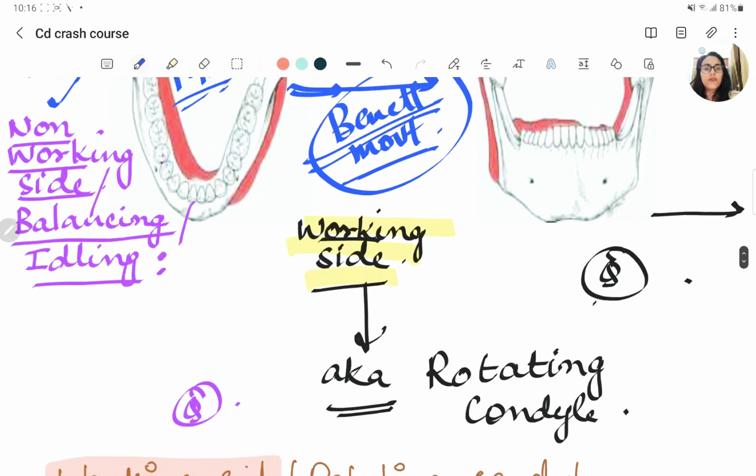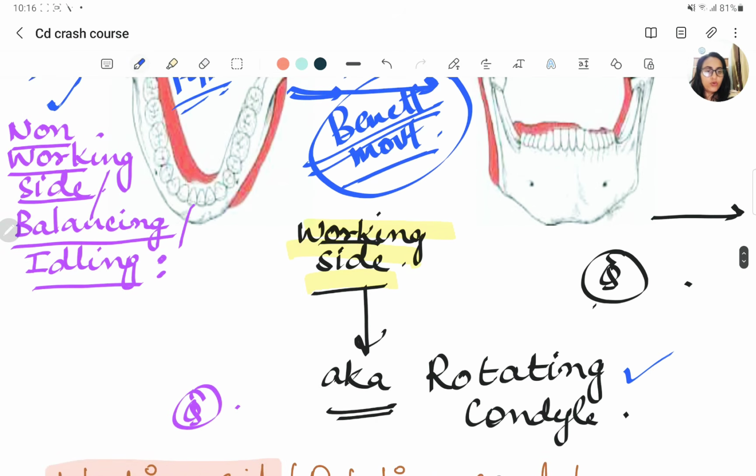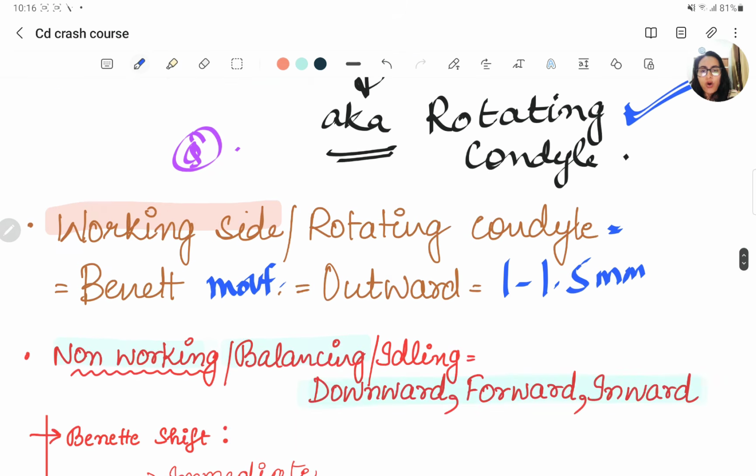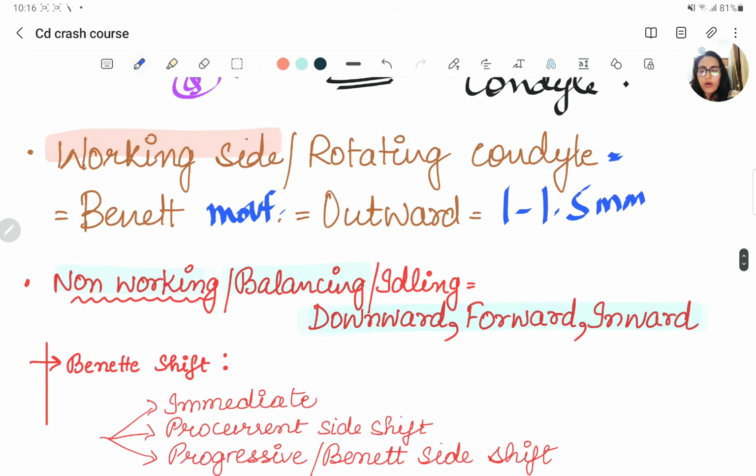So the working side, the same side, is the rotating condyle. The movement is the Bennett movement. So the working or the rotating condyle has the Bennett movement, which is the outward movement, and it is from 1 to 1.5 millimeters. The non-working side, also known as balancing or idling side, has downward, forward and inward movement. In this we have the Bennett shift. Bennett shift is from 1 to 4 millimeter.